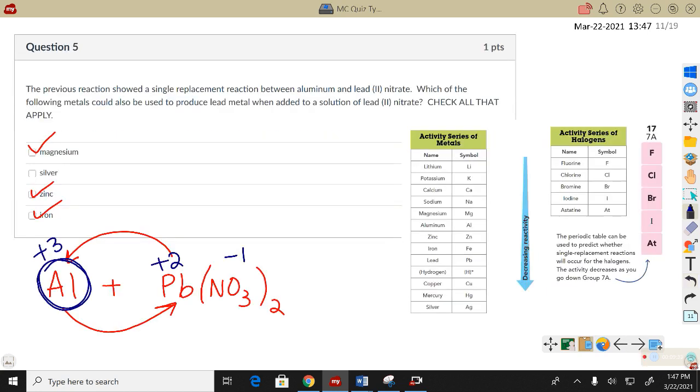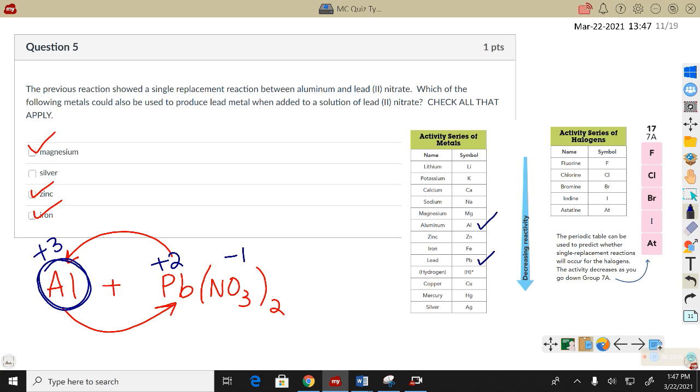With a single replacement, then, the other rule was that your single element needed to be more reactive than the element it replaces. So we tried this with aluminum and copper. And obviously the aluminum was able to switch with lead and form solid lead. Aluminum is more reactive than lead, so this works.